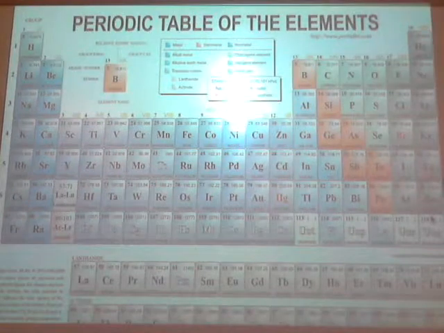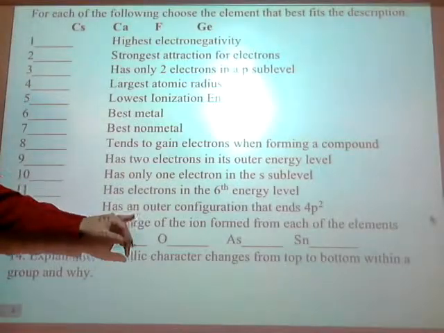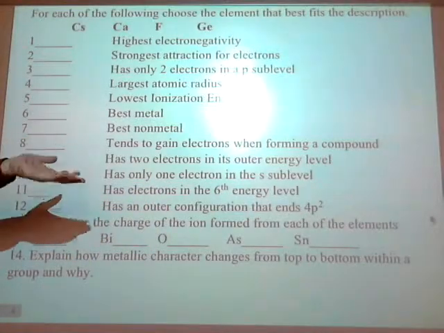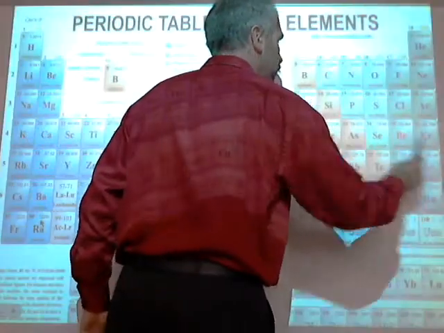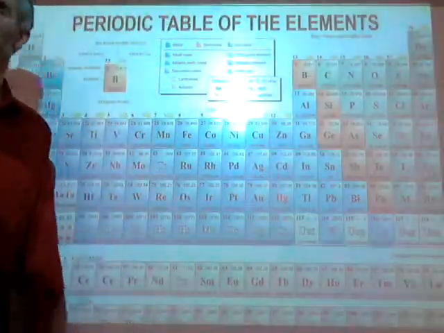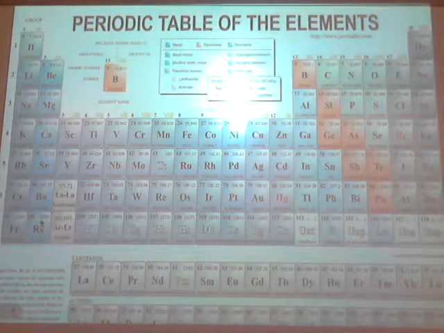Now, how many more left here? Has an outer configuration that ends in 4p2. I just did one like that. And who would that be? 4p2. 1, 2, 3, 4th row down. P block. That went over to germanium. Got it? Now, let's go back to this one here.